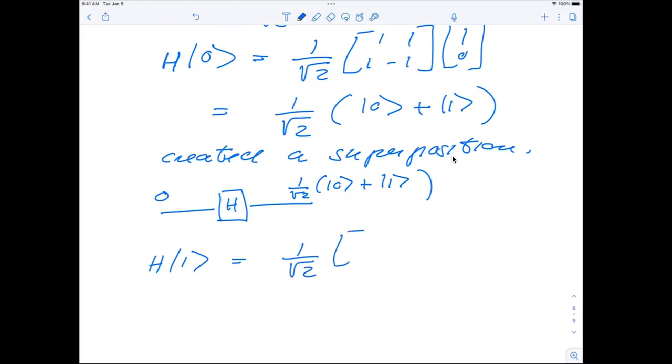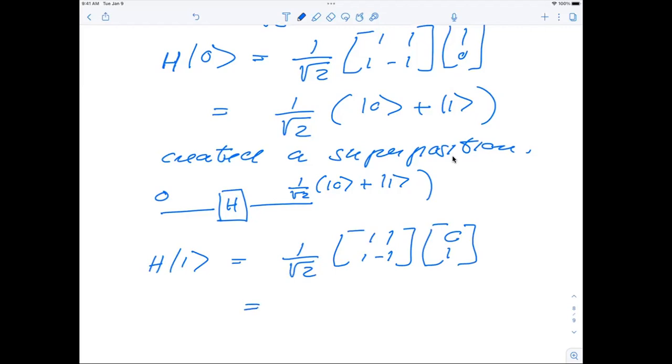And you see that also if I square this 1 over square root of 2, it means that the bit 0 and the bit 1 have equal probability of 50%. And if I make a measurement then my system is going to collapse to one of these states with a 50% probability.